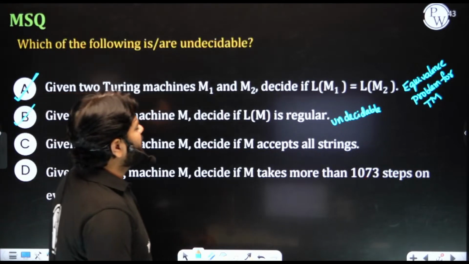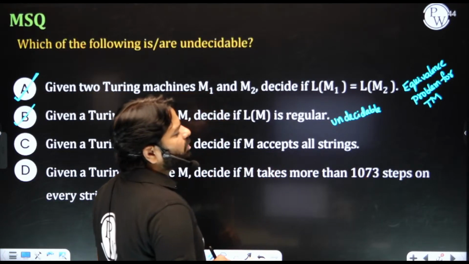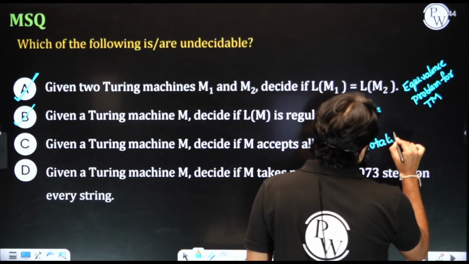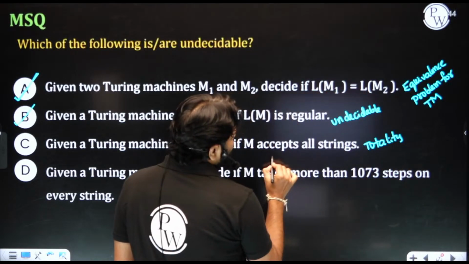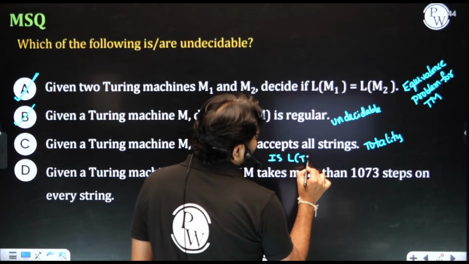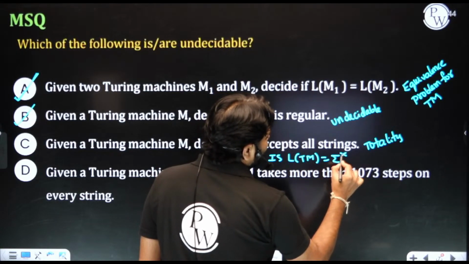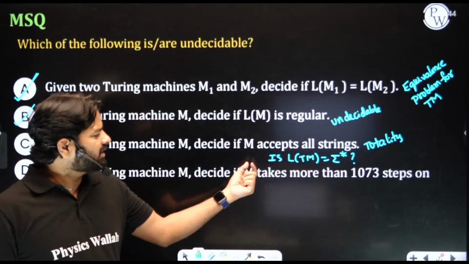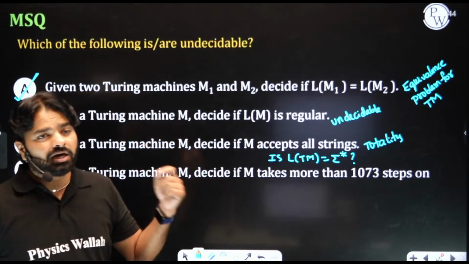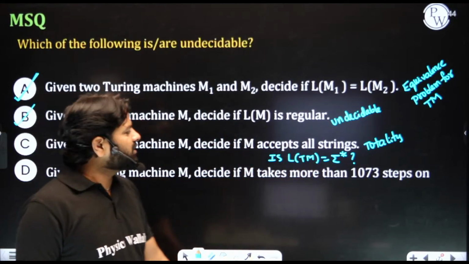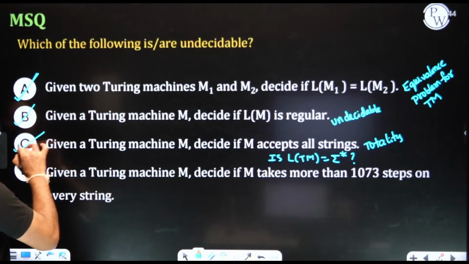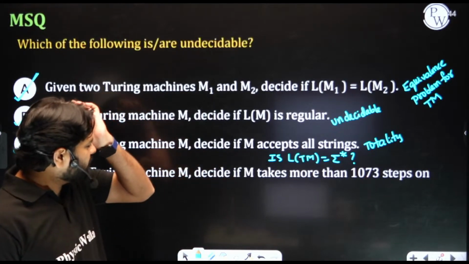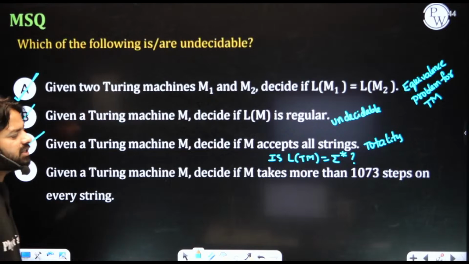Given a Turing machine, decide if M accepts all strings. It's a totality problem, completeness problem. That is, the language accepted by the given TM is equal to sigma star. Accepting all strings or not, you need to verify. So is the language accepted by the TM sigma star? That means is it accepting every string? So this is also undecidable. Given a TM, decide now if M takes more than 1073 steps on every string.